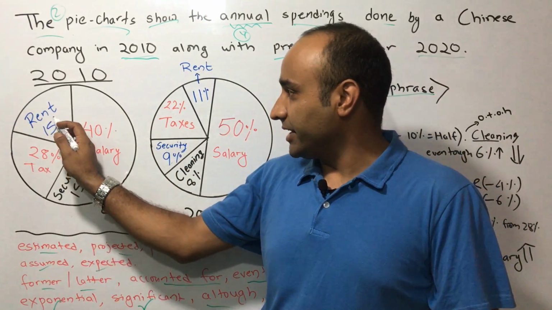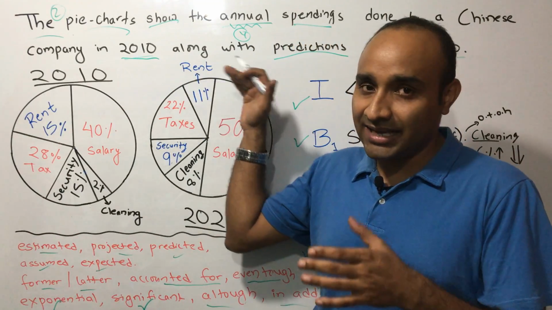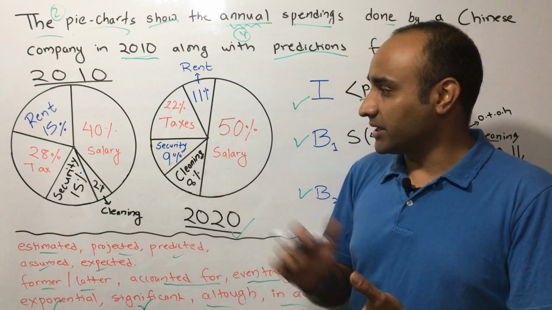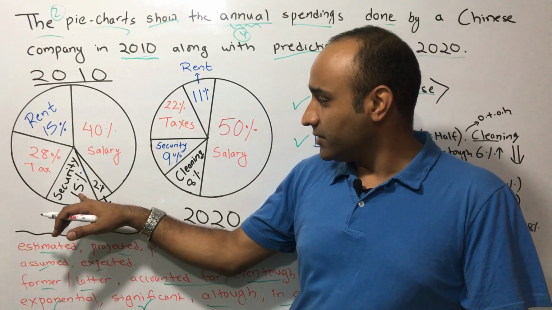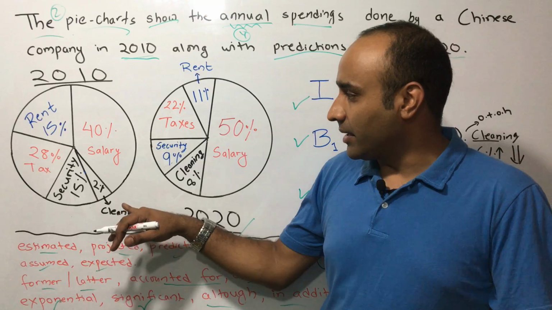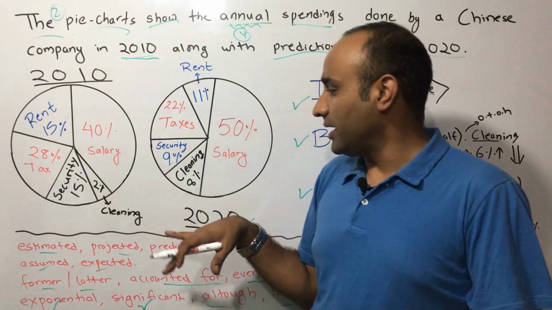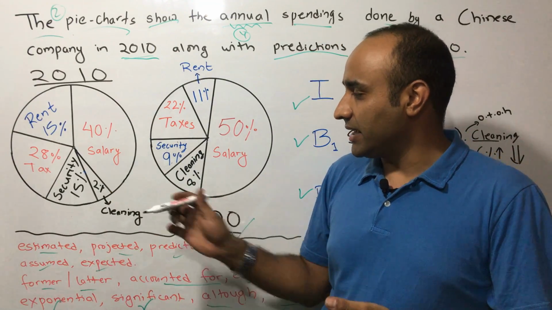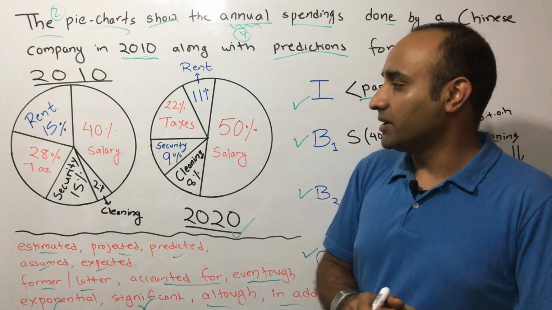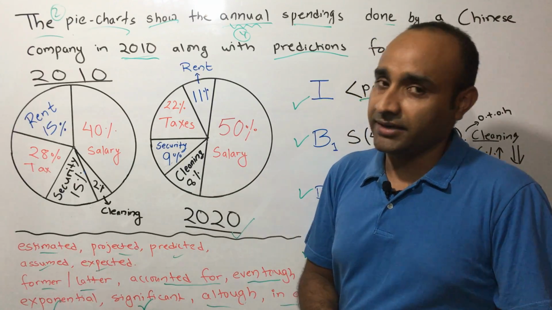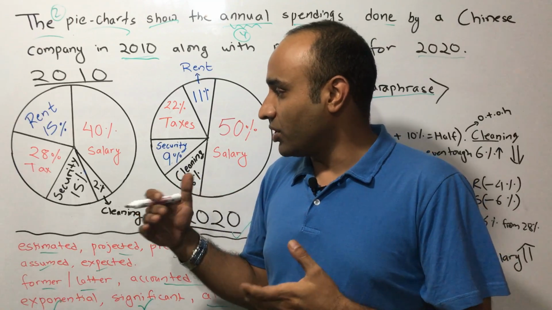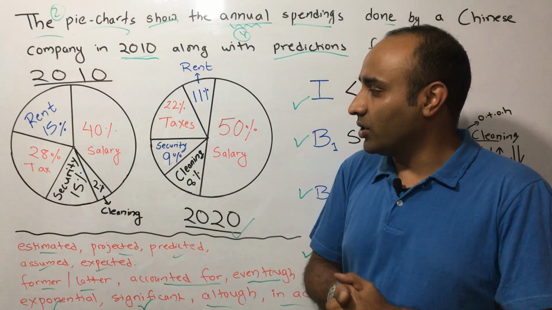Rent 15 to 11. So can I say rent has a decreasing trend? Of course. Tax 28 to 22. Once again a decreasing trend. Security 15 to 9. Yet another decreasing trend. And then I've got cleaning, which has 2, and then it increases to 8, which is an increasing trend. And then salary from 40 increases to 50. Once again another increasing trend. So this kind of information can be utilized to create your overview.